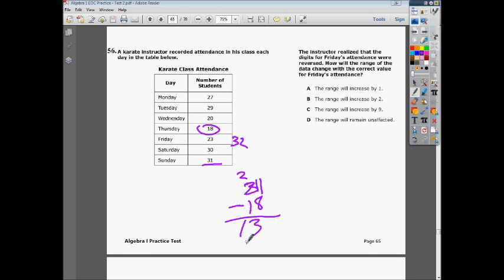Now with my new Friday's attendance adjusted correctly, I'm going to do 32 minus 18, and I'm going to end up with 14. So I can say that the range increased, because it goes from 13 to 14, by 1. So my answer to number 56 is just A. So any ones that you can do really quickly like that, that's my suggestion. That's what I would do.